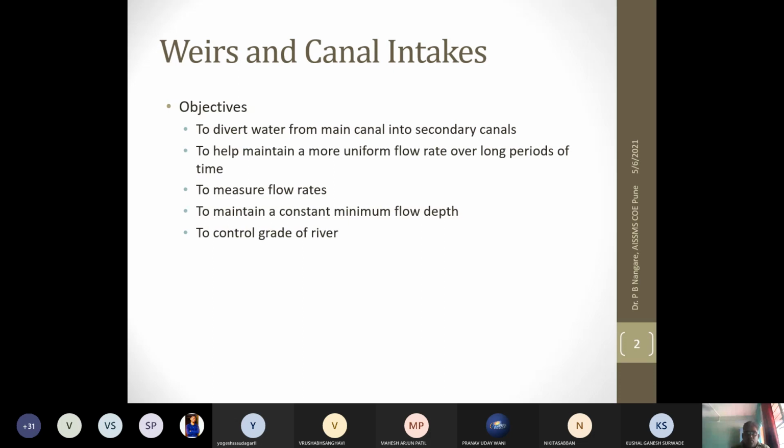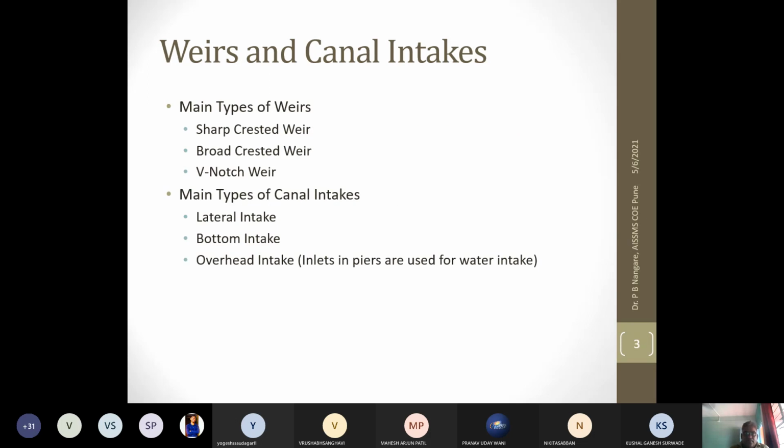The first objective is to divert the water from the main canal into the secondary canal. The second objective is to help maintain a more uniform flow rate over long periods of time. The third objective is to measure the flow rate, that is the discharge, and to maintain a constant minimum flow depth, which you can utilize for different purposes inside the canal, and to control the grade of the river. So these are the objectives for the weirs and the canal intakes.